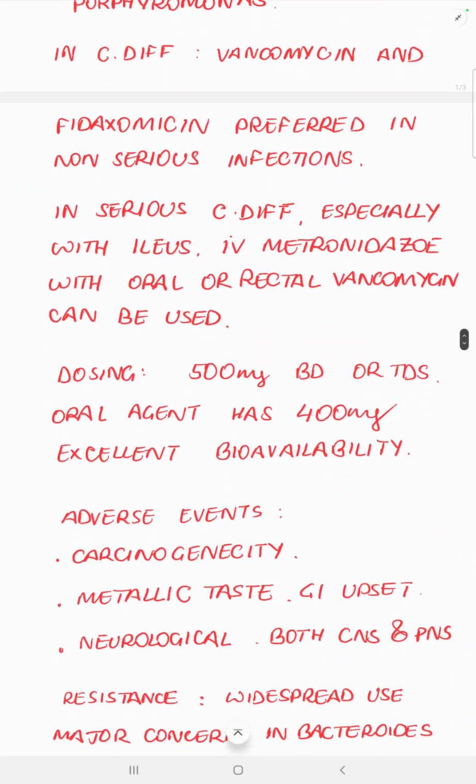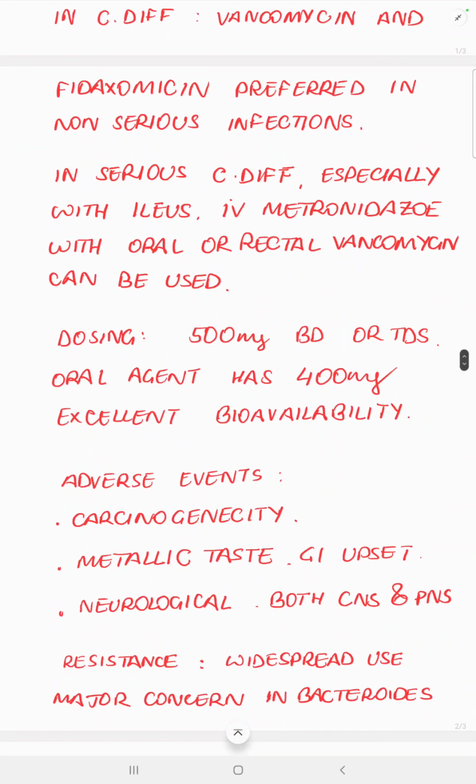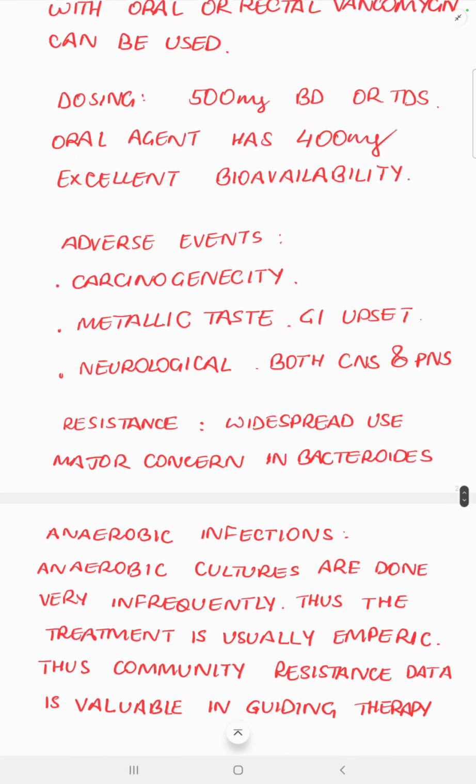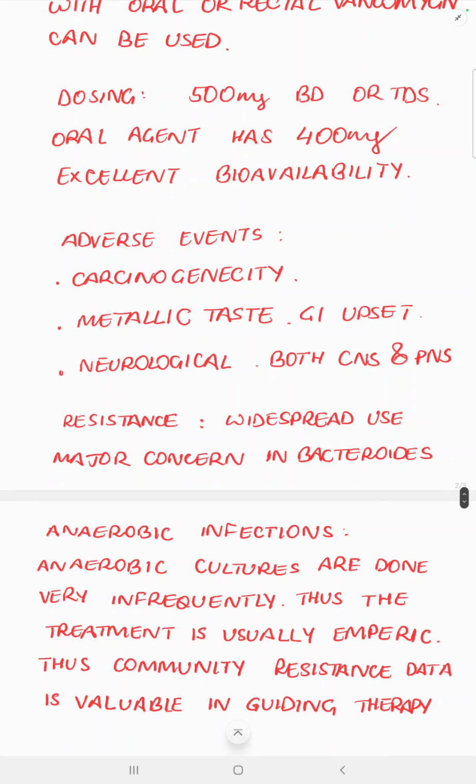The usual dosing is 500 mg twice or thrice daily. The oral agent comes in 400 mg with excellent bioavailability. The major adverse effects of metronidazole are carcinogenicity, metallic taste and GI upset, and neurological deficits, both central nervous system and peripheral nervous system. We need to understand that there are conditions where we may use metronidazole for weeks, and that is where the neurological side effects come into the picture.